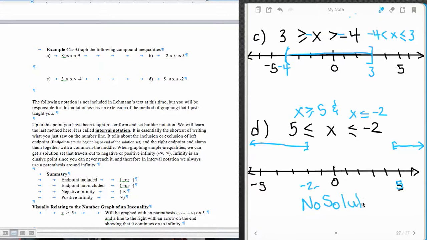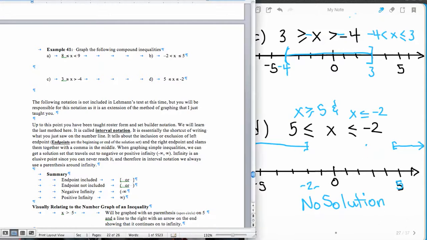And I think it's important that you actually see a no solution for an inequality as well, especially a compound inequality. And that's what they look like. So in standard form, for a no solution, what you're going to notice is that on your left you have the big number, and on your right you have the small number, which makes it a no solution.